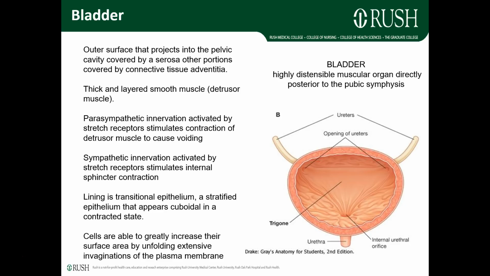The lining is of transitional epithelium, a stratified epithelium which appears cuboidal in a contracted state. As you have learned before, transitional means it either appears as cuboidal or as squamous, depending on whether it's in a relaxed state or a stretched state. The cells are able to greatly increase their surface area by unfolding extensive invaginations of the plasma membrane, which is the hallmark of the transitional epithelium.